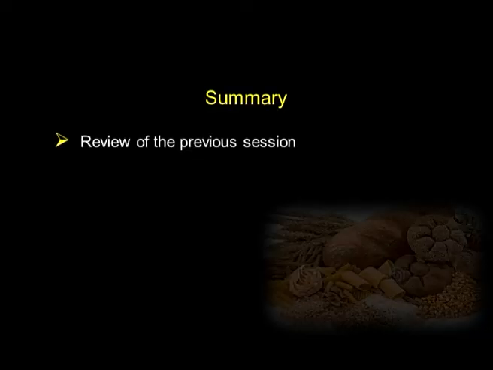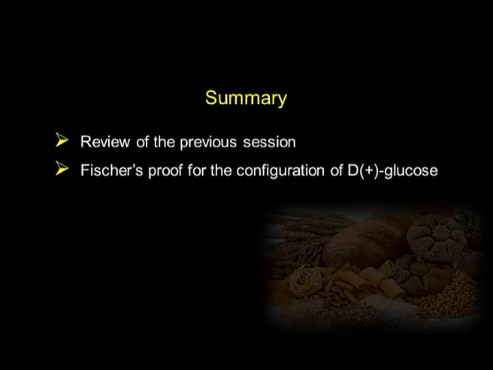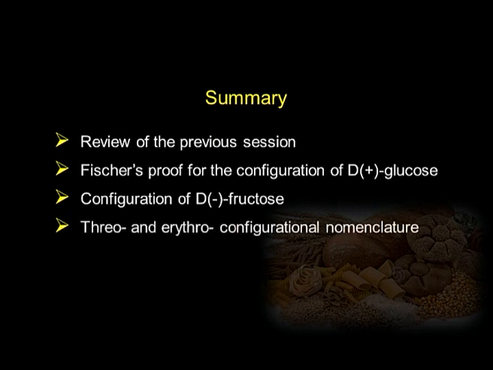So, today we revised briefly the structure of glucose, then we discussed Fischer's proof for the configuration of D plus glucose, then we discussed that this could be used for determining the configuration of fructose, and finally, we discussed a nomenclature method that is used for assigning the configuration to other diastereoisomers.